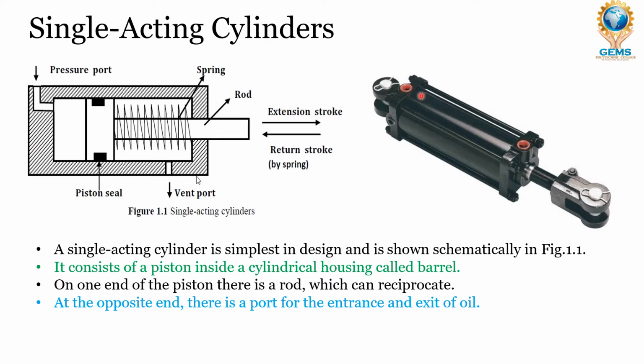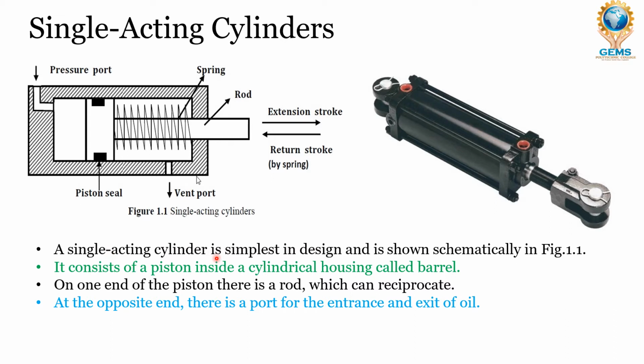This is the actual image of the single acting cylinder. This is the schematic image of the single acting cylinder. In a single acting cylinder, you have one inlet port, that is a pressure port, and one more vent port, and it is connected with the piston rod and spring concept. Here you have an extension stroke and the return stroke. The extension stroke happens with the help of the pressurized fluid, but the return stroke happens with the help of a spring.